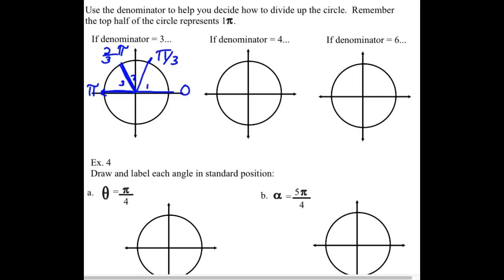Yeah. All right. How about if the denominator is 4? So now we want to split this top half into 4 chunks. So here's splitting it into 2, and then each of these quadrants would have to be split into half again. So this is 0. This is pi over 4. This is 2/4, right, which we would reduce to 1/2. This would be 3/4. And this would be 4/4, which is a full pi.